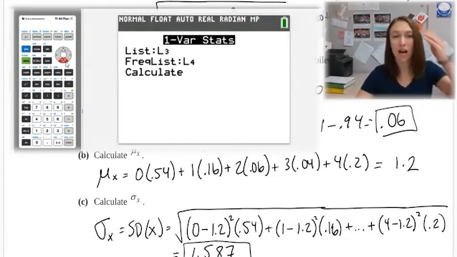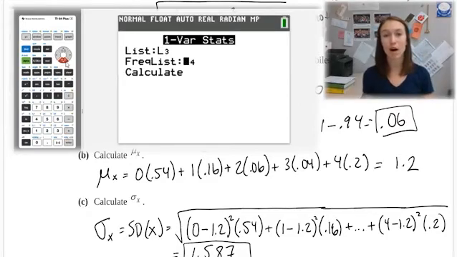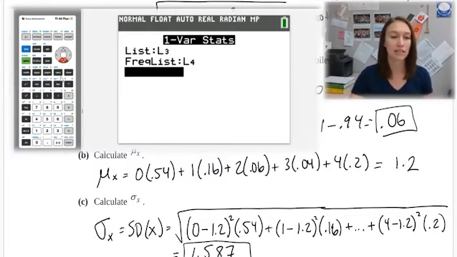Frequency list. Let's talk about frequency. Frequency is how often something occurs. That's the same as probability. Probability is 0.54. That means it occurs 54% of the time. So your probability list is going to be your frequency list.